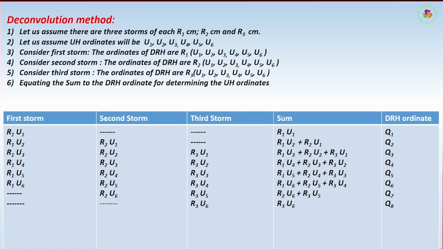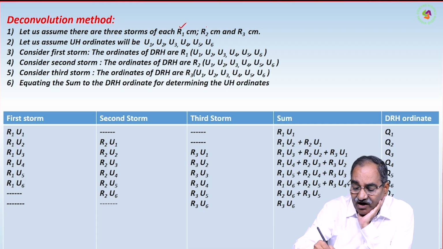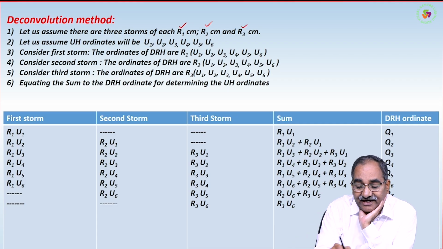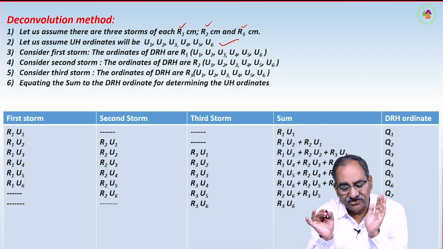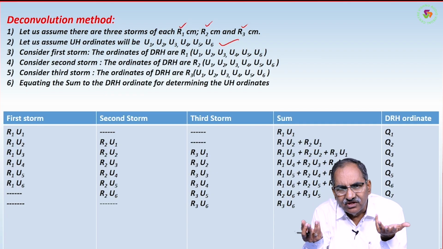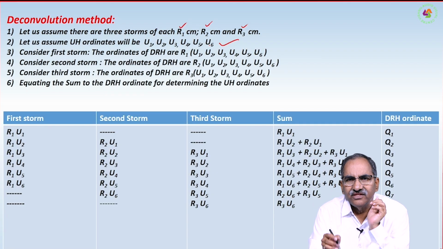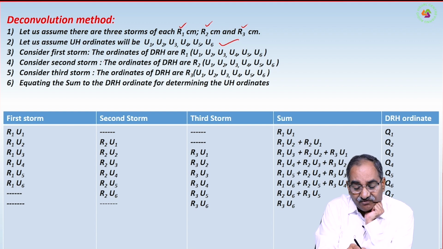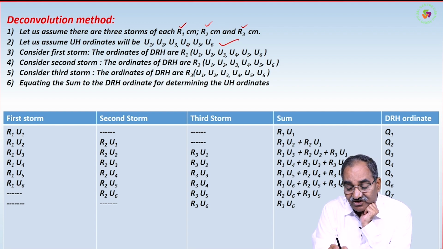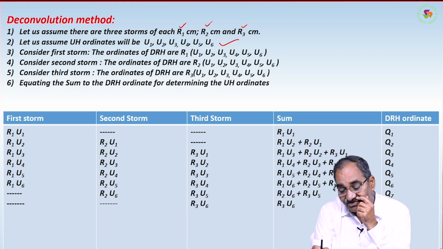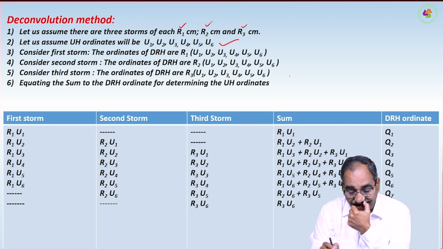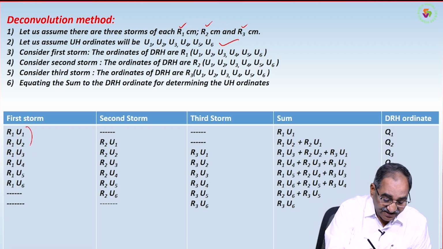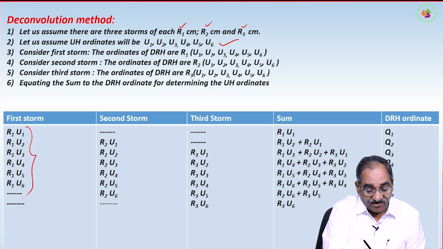For example, if I take R1, R2, R3 centimeter. Let us assume this first one, we don't know. We have to calculate this only. That is the UH you have to derive. Then consider the first term. What is the direct runoff hydrograph of the first term? R1 multiplied by this. And the second term? R2 multiplied. Third term? R3. So the first term data as it is, I have put it. This is direct runoff.